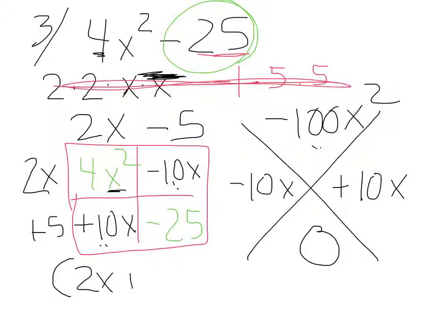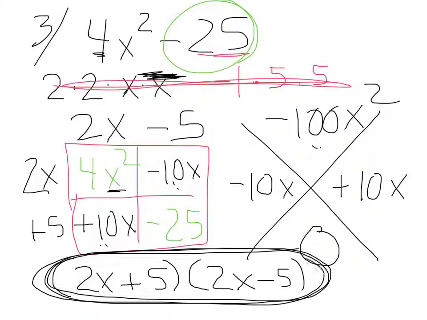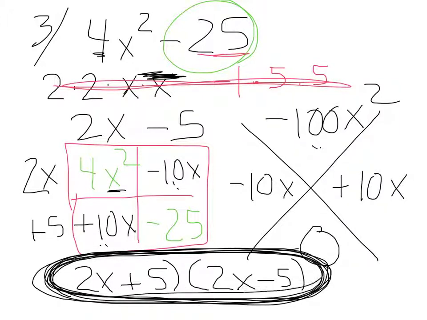2x plus 5. What else? 2x plus 5 and 2x minus 5. Yeah, here you go. You got it right. I knew you got the answer. There's your answer.